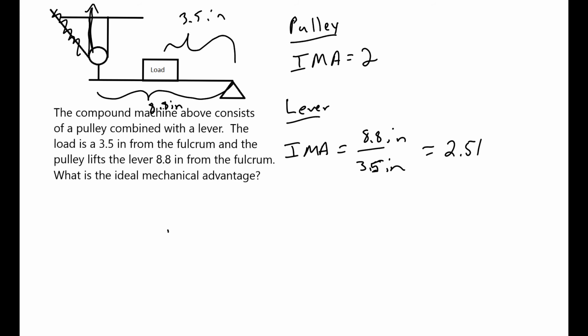So now IMA total equals 2 times 2.51, and we get for our total IMA is going to be what? 5.02. Any questions on that one?